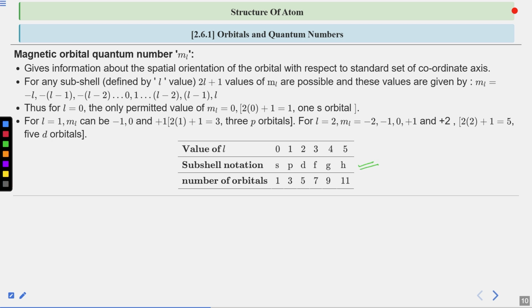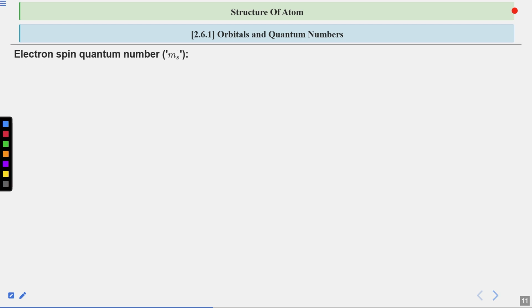Now the number of orientations is the number of orbitals. If I talk about the s subshell, it has 1 orientation or 1 orbital possible. For the p subshell, 3 orientations or 3 orbitals are possible, and similarly for d we have 5 and f 7 and so on. How do we calculate this? Again, 2L plus 1, a simple formula. You can just try it by yourself also.